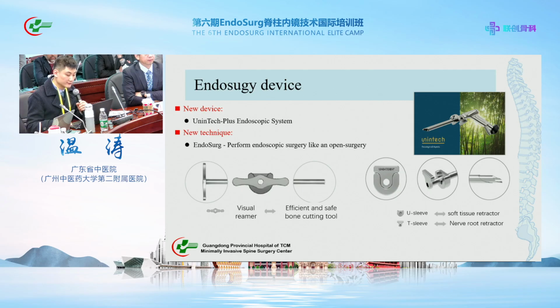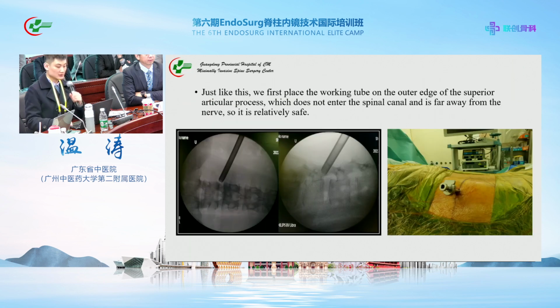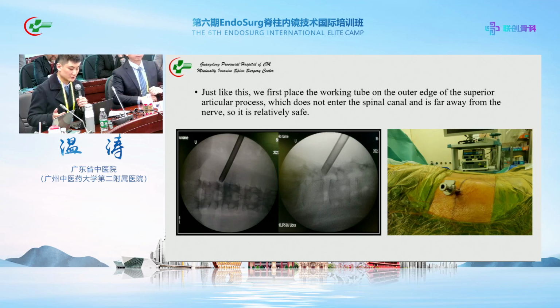Just like this, we can put the working channel onto the outer edge of the SAP, and then take an X-ray to confirm. And then we don't need another X-ray because we will do the bone cutting under visualization. It is very safe because it is far away from the nerve root.